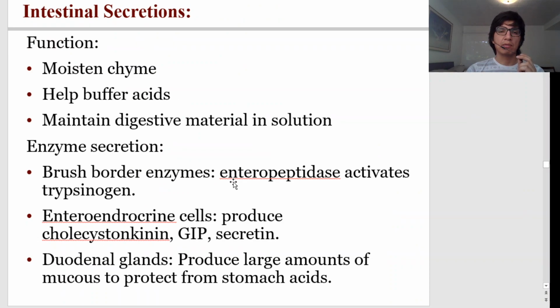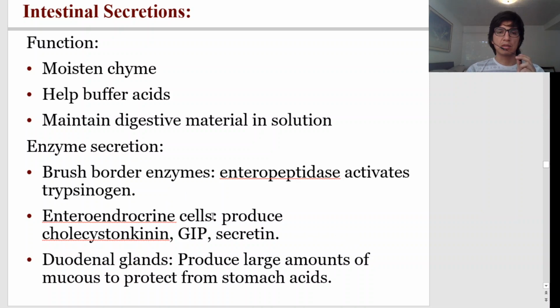Here we have the intestinal secretions. Their function is to moisten the chyme, help buffer acids, and aid with digestion. For enzyme secretion, we have brush border enzymes which activate trypsinogen. This is a pancreatic proenzyme. So these enzymes aid in the activation of enzymes that have reached the duodenum.